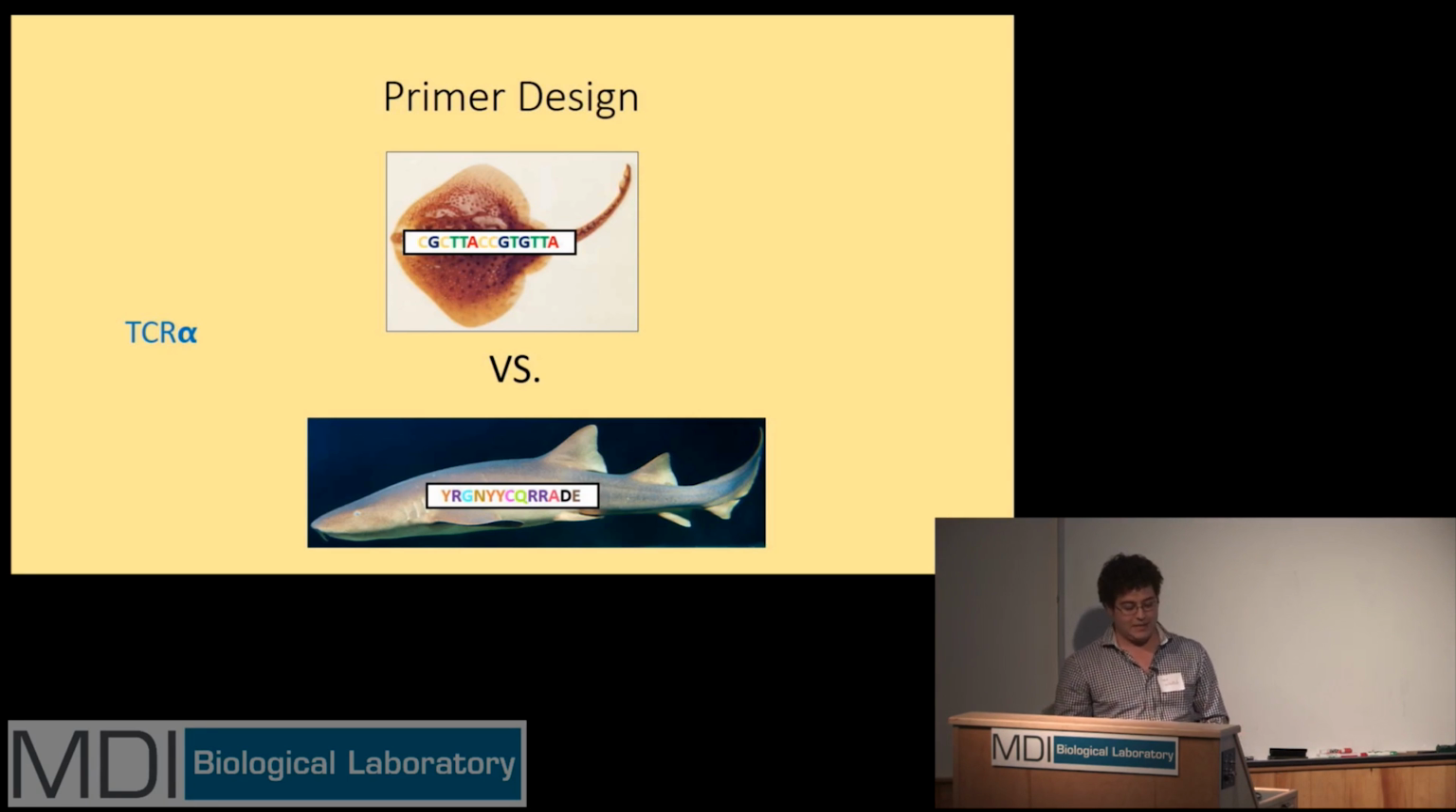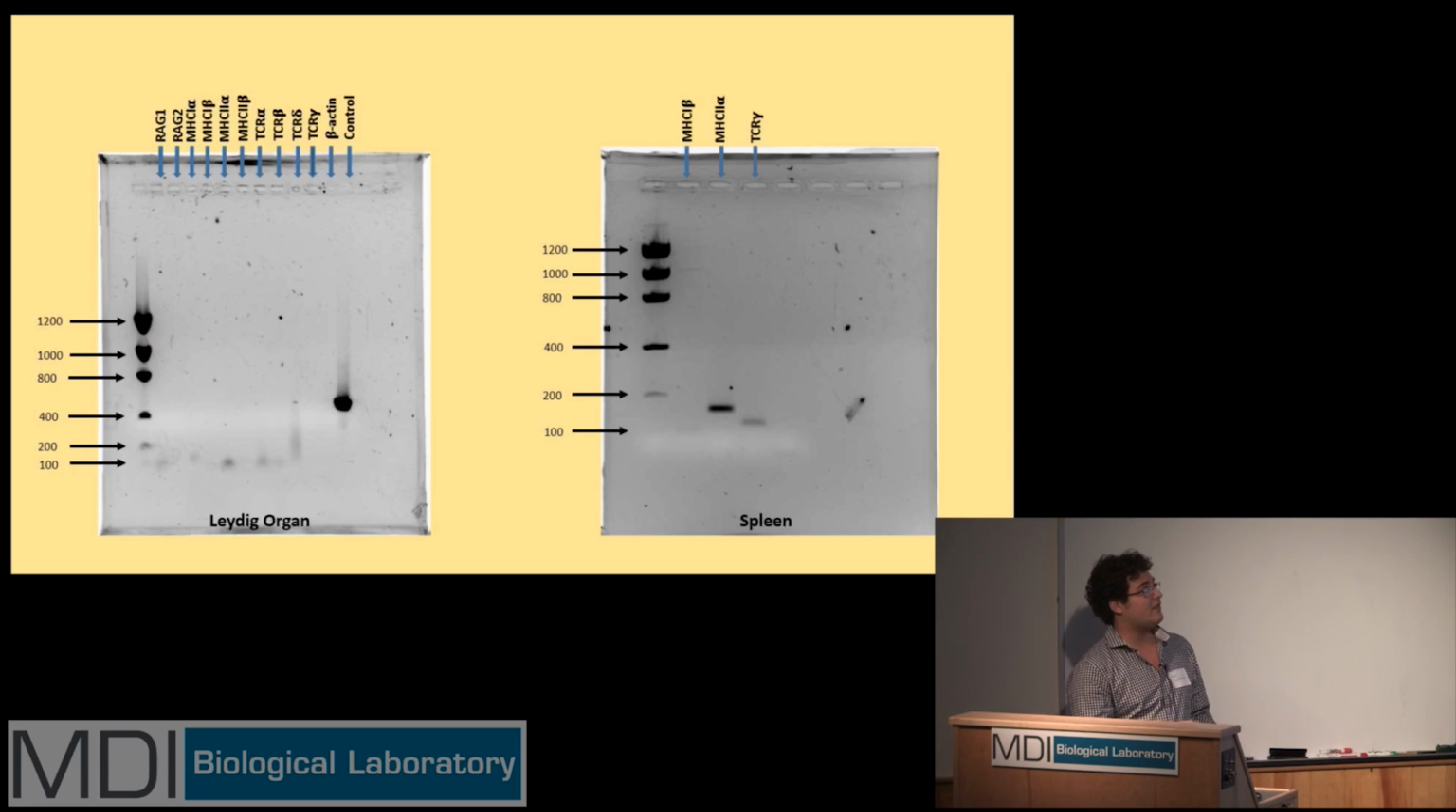So I went ahead and did my PCR. When I get my products, I know the size of what I'm amplifying, so I could run that through gel electrophoresis to see if there's expression of any of these genes that I want to study. In the Leydig organ, I was able to see some faint expression of MHC2 alpha and beta, and we see some TCRs expressed as well. In the spleen, we can see some expression of MHC2 alpha and TCR gamma. This third gel shows some TCR beta expression in the Leydig organ, and all the DNA I used here was from experimental animals.